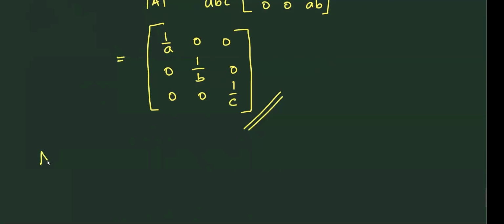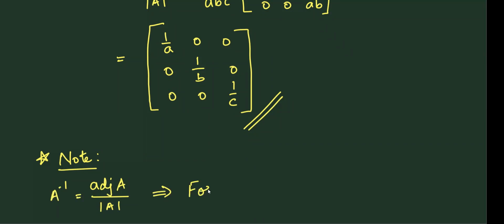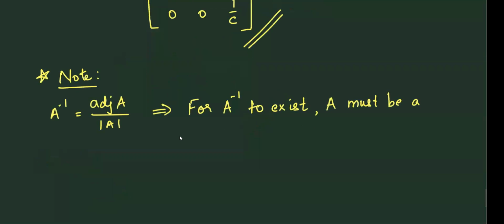Note, very, very important. Adjoint A by det A is A inverse. This implies that for A inverse to exist, A must be a non-singular matrix. It must be a non-singular matrix. Otherwise, it cannot.